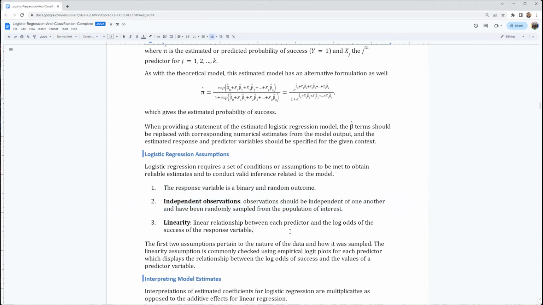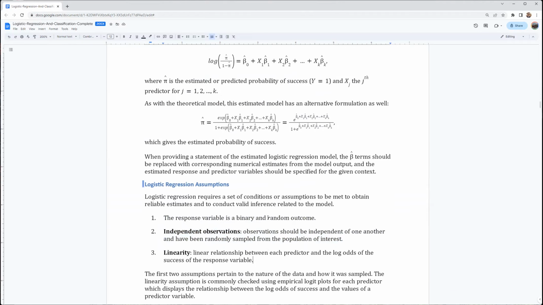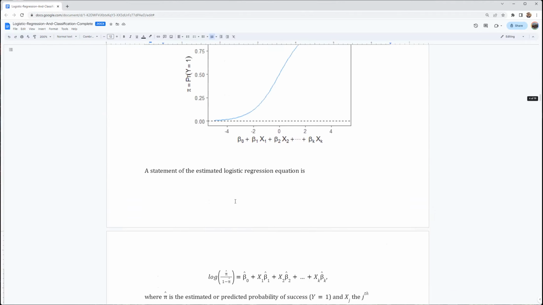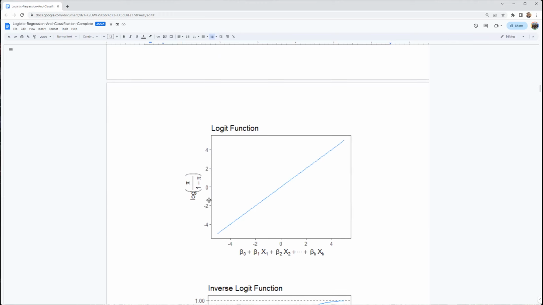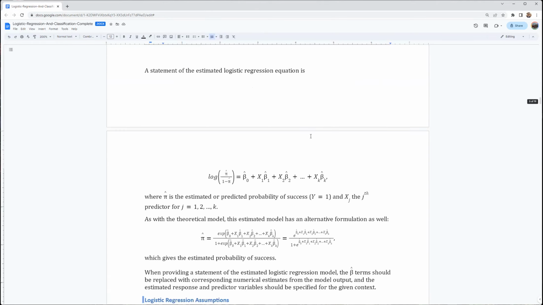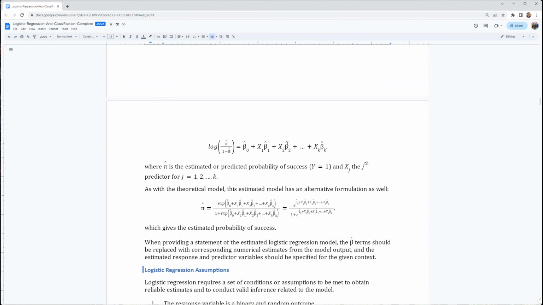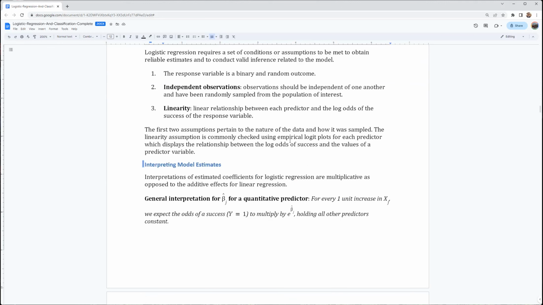So now for logistic regression, we have an assumption of a linear relationship between the log odds and the predictor variables. And we assume that the log odds is a linear function of the predictor variables. We can check this using what are called empirical logit plots, which we'll look at for a real data set to see how that's done.